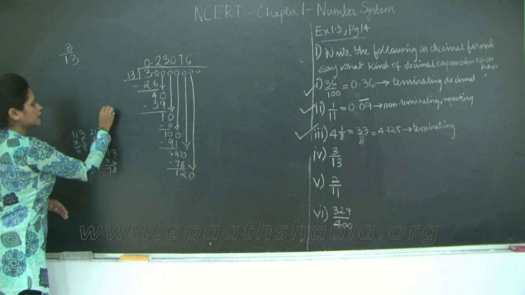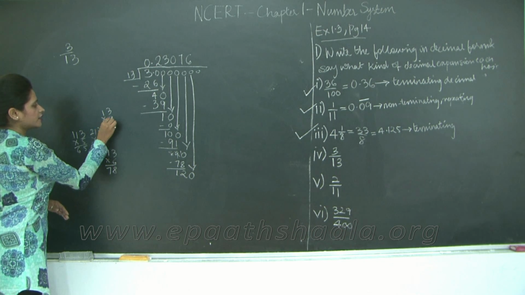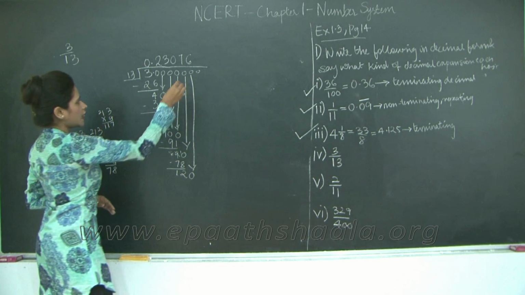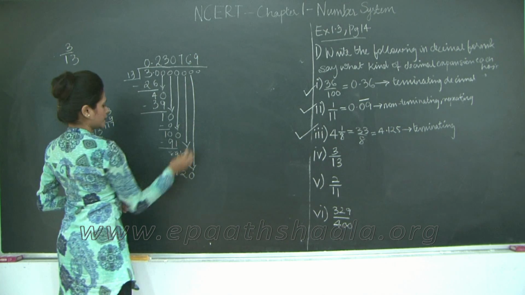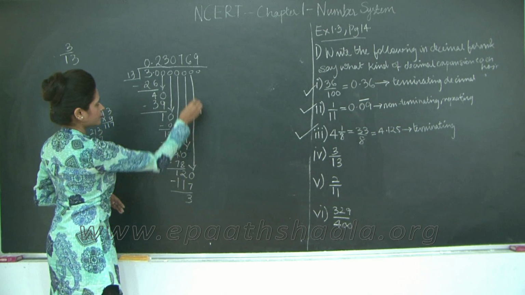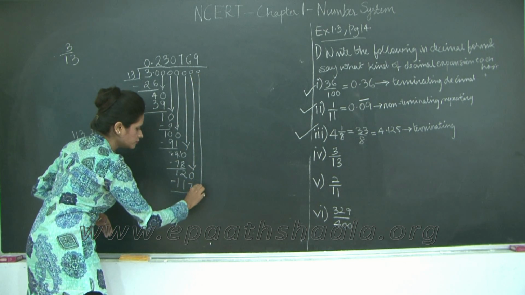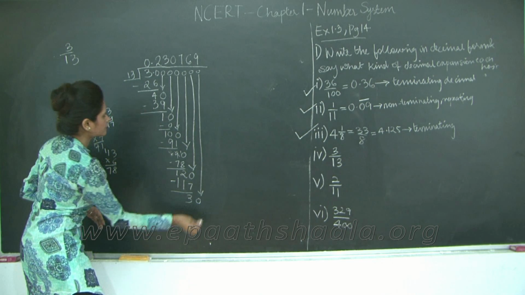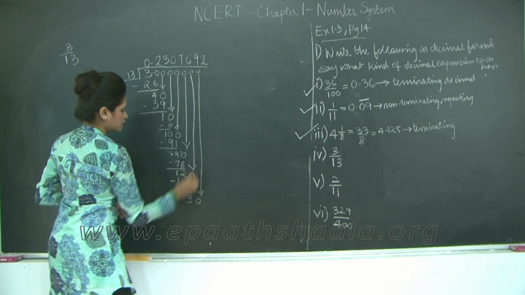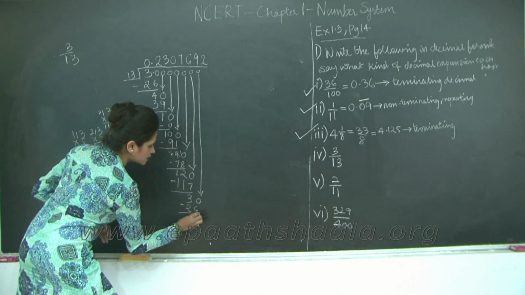Now 13 into 9. 9 3s are 27, 9 1s are 9, 10, 11. So 117. 13 9s are 117. I bring down this 0. Then I have 13 2s are 26.